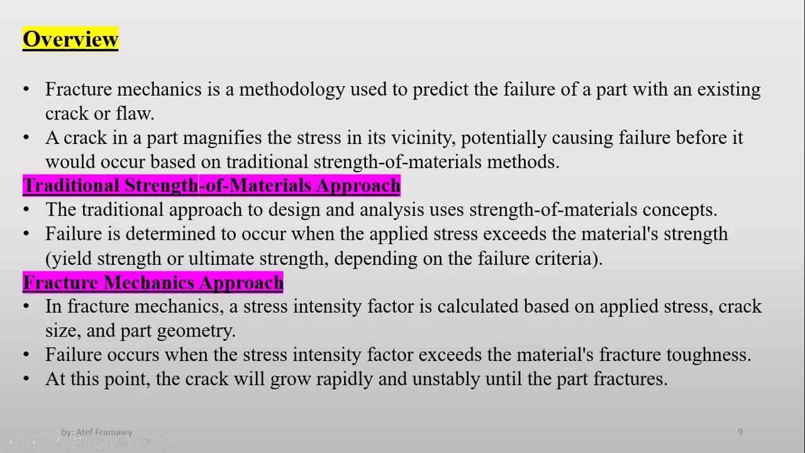In fracture mechanics, we look at something called the stress intensity factor, which considers the applied stress, the size of the crack, and the shape of the part. Failure happens when this stress intensity factor is higher than the material's fracture toughness. And once the stress intensity factor is too high, the crack grows quickly and the part fails. This approach helps us predict and prevent sudden failures.